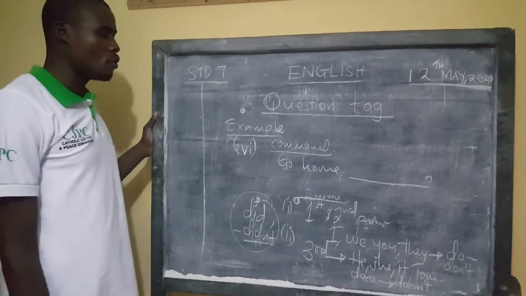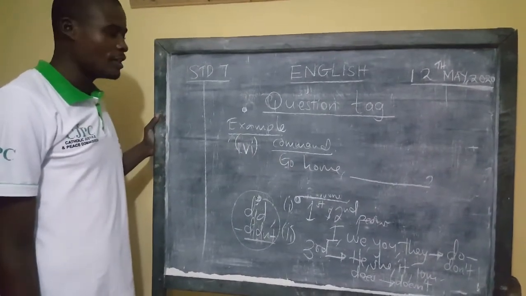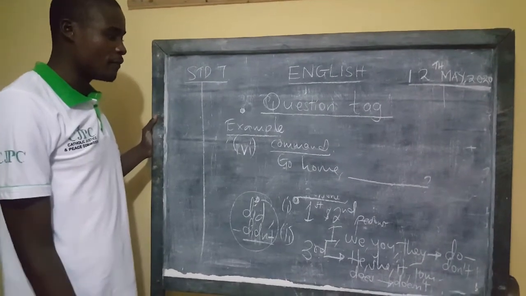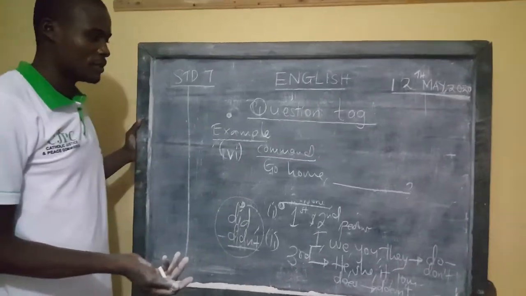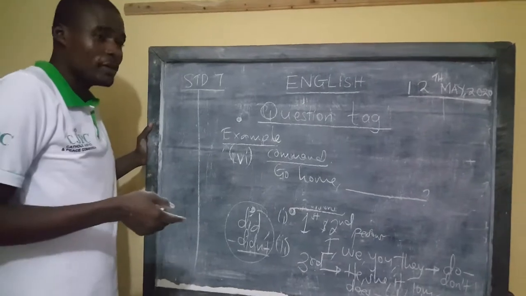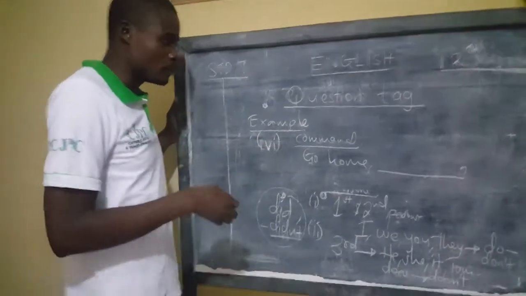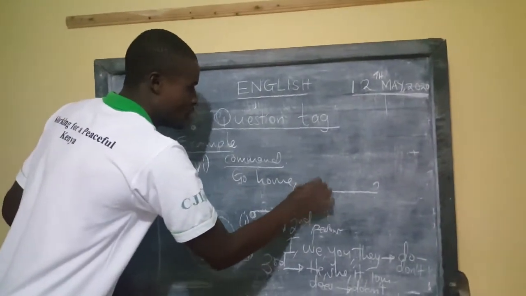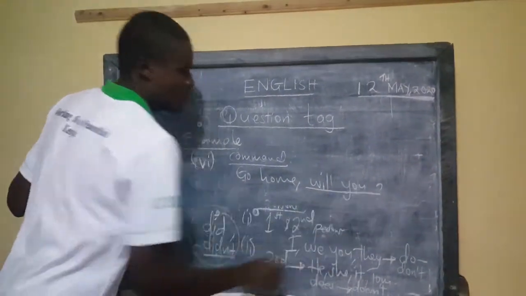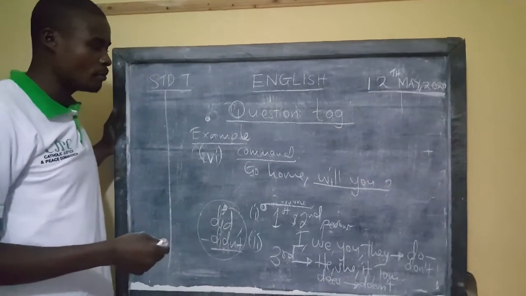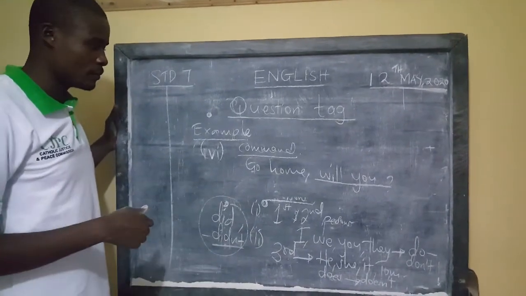A very simple sentence, go home. In this manner, there's no helping verb, and it's a command. Who is talking? Maybe it is me telling you to go home. So go home. The question then will be, will you? Will you go home? Go home, will you?